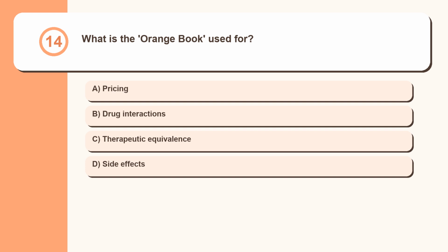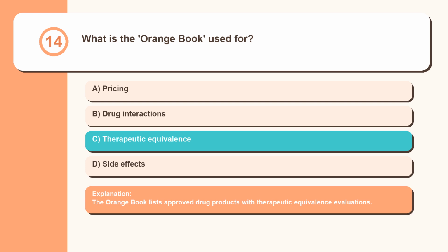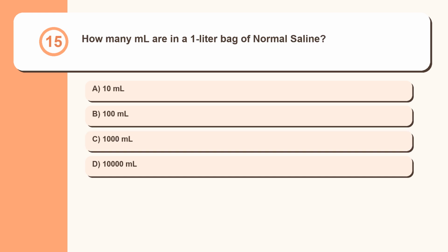Question 14. What is the Orange Book used for? Pricing, drug interactions, therapeutic equivalence, side effects. The Orange Book lists approved drug products with therapeutic equivalence evaluations.